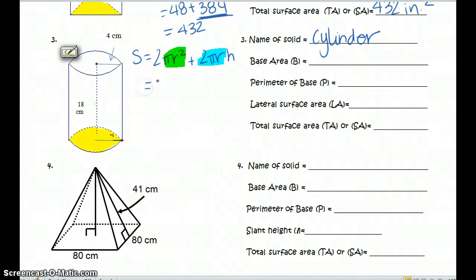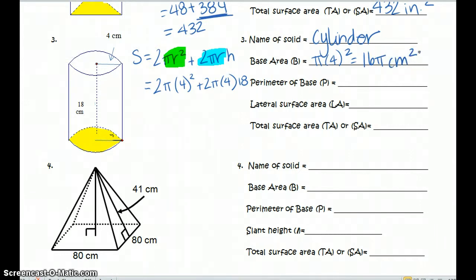So this equals 2 times pi, r squared is 4 squared, plus 2 times pi times 4 times the height. Okay. So let's break it down. The area of the base is going to be pi r squared. So pi times 4 squared, which is 16 pi centimeters squared. Please leave your answers in terms of pi. Okay. The perimeter of the base is going to be 2 pi r, so 2 times pi times r, which is 8 pi centimeters.